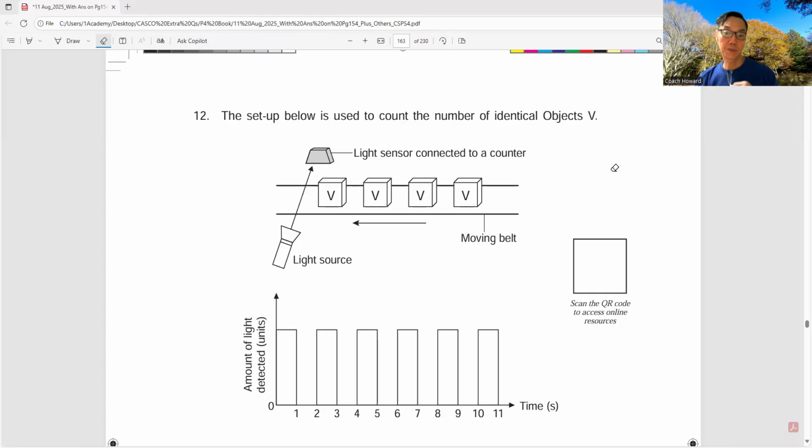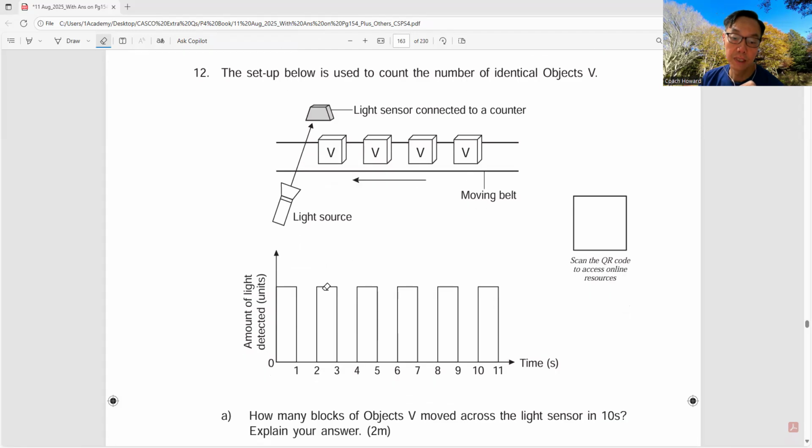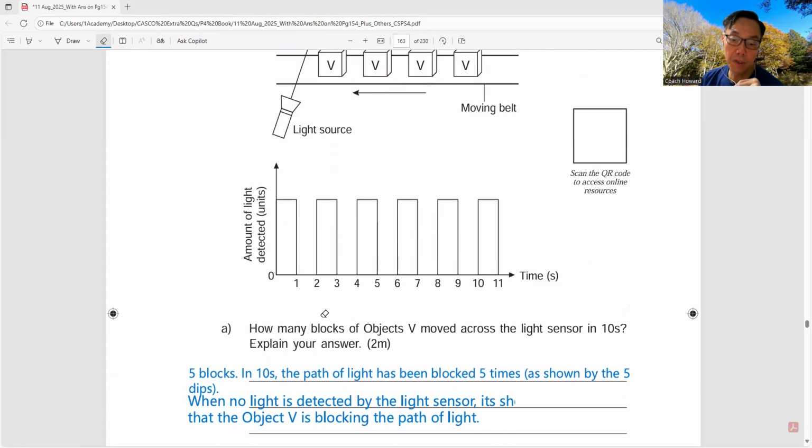Let us examine these questions about the properties of light. The diagram below shows the number of objects V passing through the moving belt across a light source. And this is a graph that shows the amount of light being detected in terms of units. So how many blocks of objects V move across a light sensor in 10 seconds?